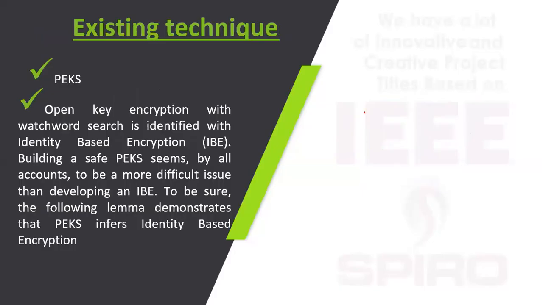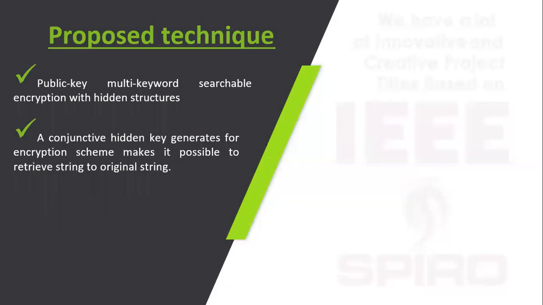Existing, they've used PEKS. PEKS means public key encryption with keyword search. By using this encryption, the user can't send the data in a secured way. So some kind of third party access or data loss issues are there. To overcome this, we are going for multi-keyword public key searchable encryption with hidden data.